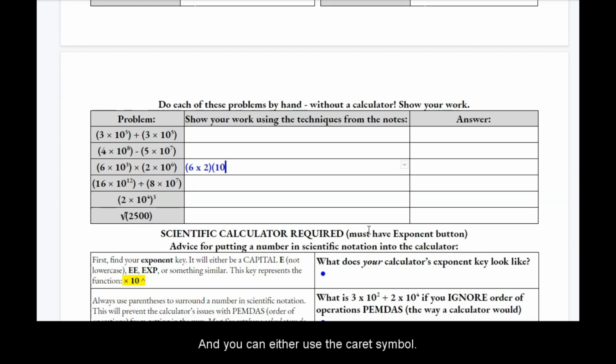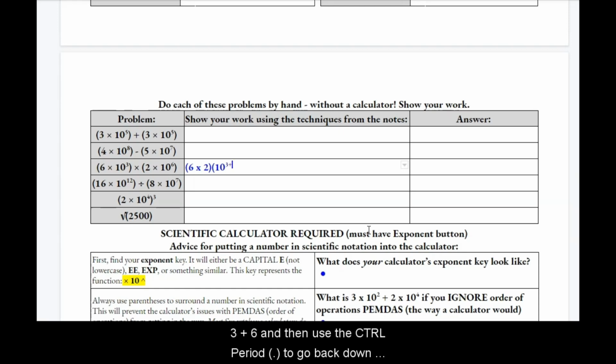You can either use the caret symbol, but I highly recommend using control period. And we've got 3 and 6, so 3 plus 6. Then use the control period to go back down when you're going to do that. Alright, so you've got 6 times 2, and you've got 10 to the 3 plus 6.